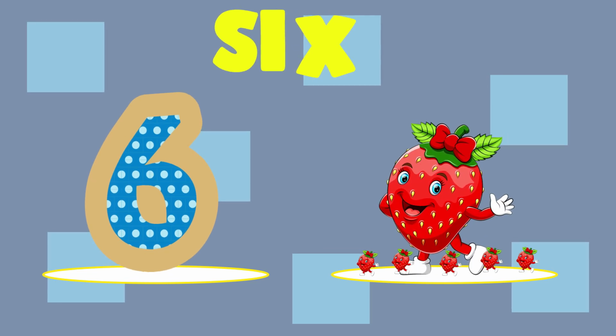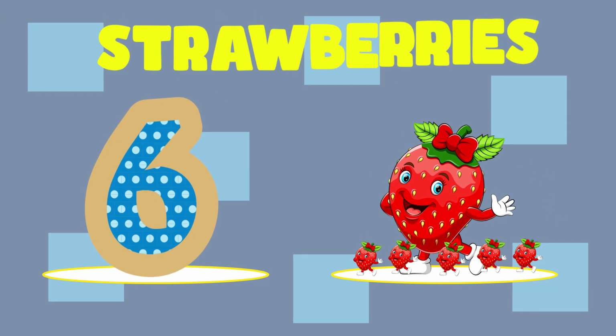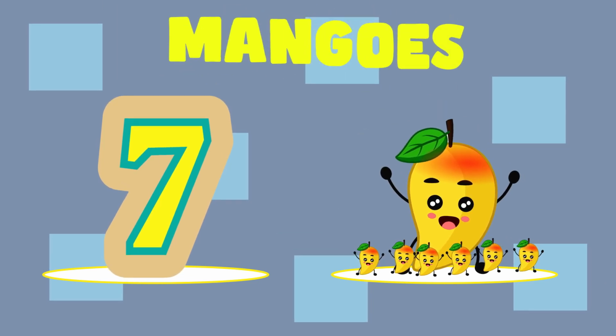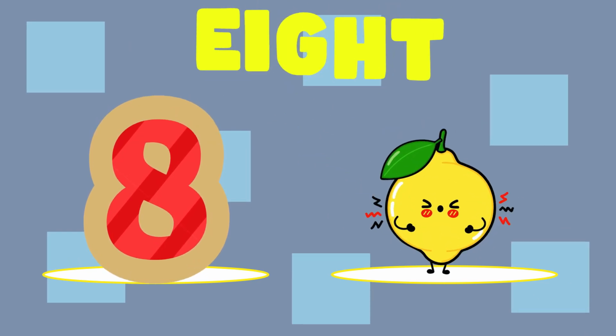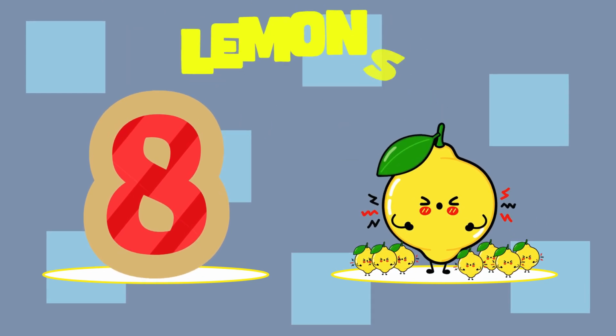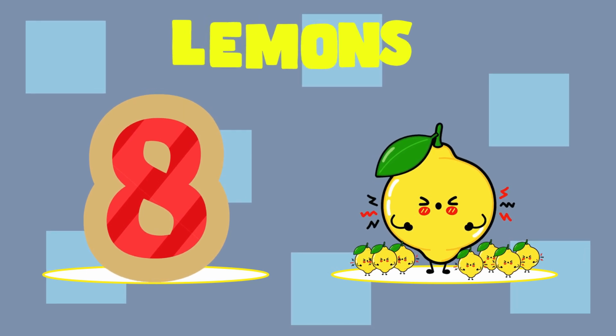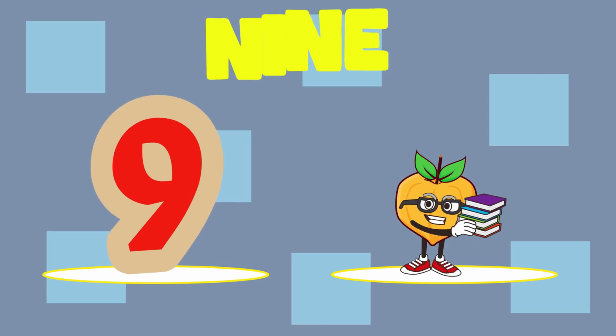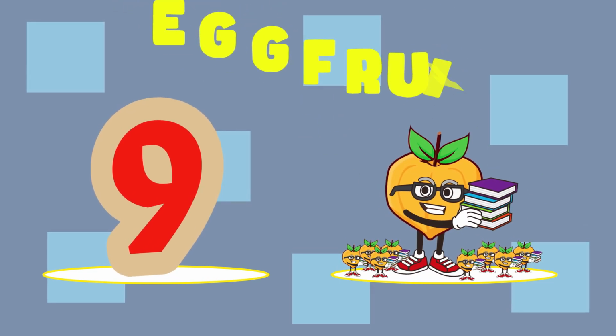Six. S-I-X. Six strawberries. Seven. S-E-V-E-N. Seven mangoes. Eight. E-I-G-H-T. Eight lemons. Nine. N-I-N-E. Nine egg fruit.